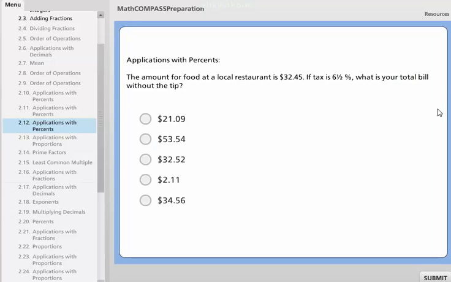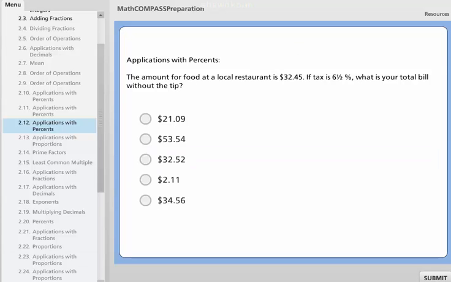Okay, so in the previous video we left off at this question, so let's start from 2.12. Let's read it first. The amount for food at a local restaurant is $32.45. If the tax is 6.5%, what is your total bill without the tip?